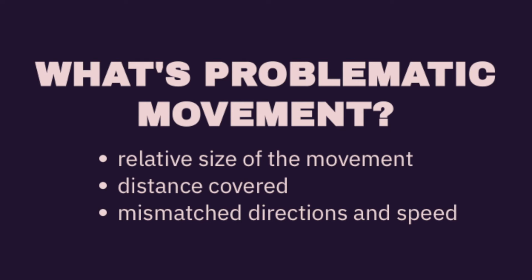Val Head was doing research on this, and even though triggers vary from person to person, there were actually three common things that can trigger these symptoms. First, relative size of the movement. Second, distance covered, and then mismatched directions and speed. These first two are, in a way, different sides of the same thing. When something's moving across a large distance, and here when we are talking about distance or space, it's more about perceived space. Then also the mismatched directions and speed.